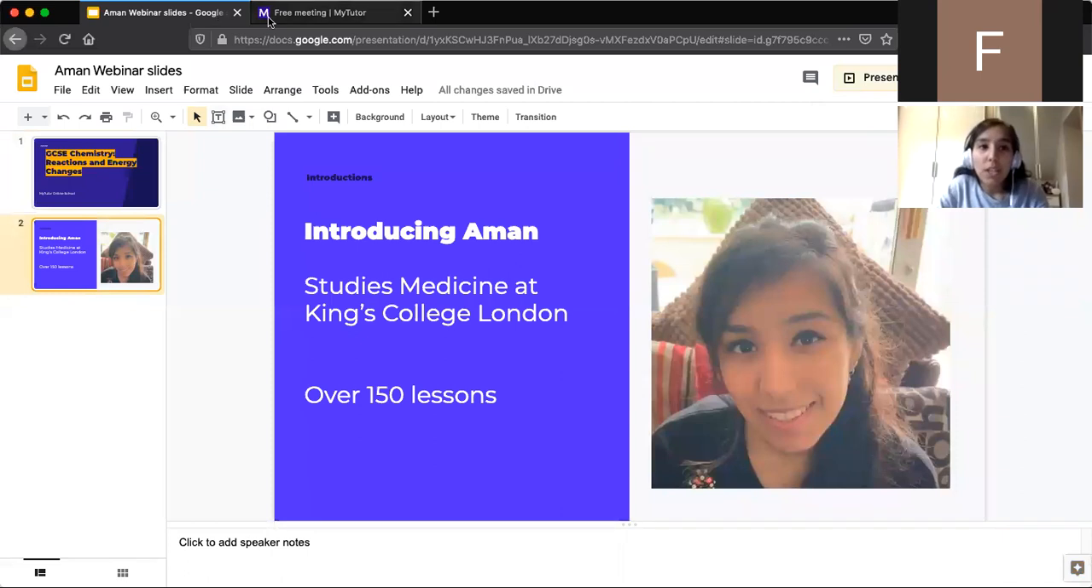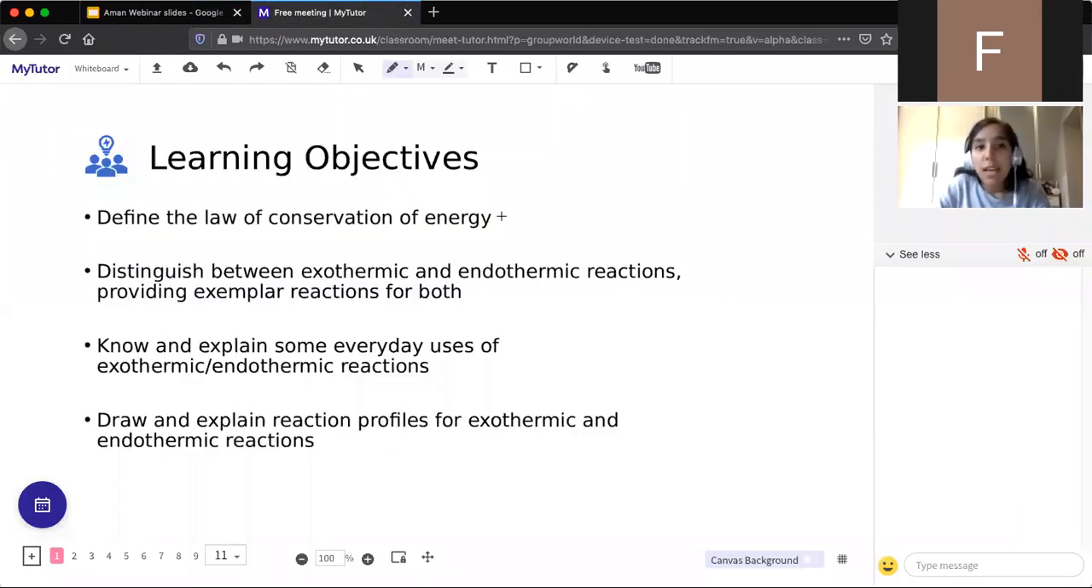So on to today's session then. The learning objectives for today are that we're going to be defining the law of conservation of energy, because that's really important for all reactions. We're going to distinguish between exothermic and endothermic reactions, providing exemplar reactions for both. These are also really important reactions, and we need to be able to distinguish between them for this whole topic. And then we're going to know and explain some everyday uses of both of those types of reactions. The key part from today is being able to draw reaction profiles for both exothermic and endothermic reactions. And then hopefully we'll finish off with any exam questions.